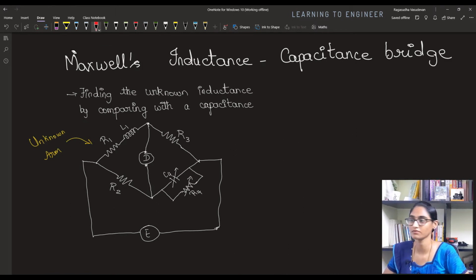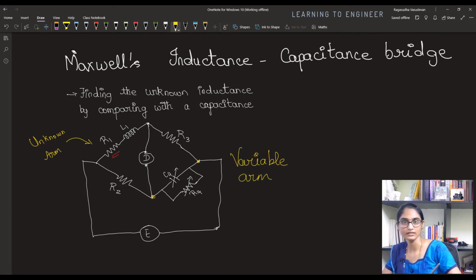In this bridge also we can find out the value of unknown inductance, but we are going to adjust the value of the capacitor and resistor instead of the inductor. In this bridge, here we have the unknown arm and here we have the variable standard arm, meaning that these arms will be varying the value of resistance in order to get the bridge balance. In any bridge that you take, there will be 4 arms, out of which one will be the unknown arm, one will be the variable arm. Why do we need a variable arm? Only then can we adjust the value of one resistance or one impedance in order to get the bridge balanced.